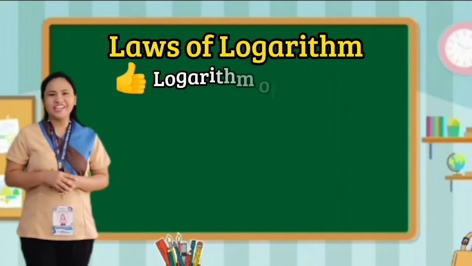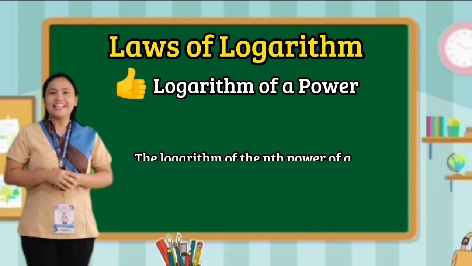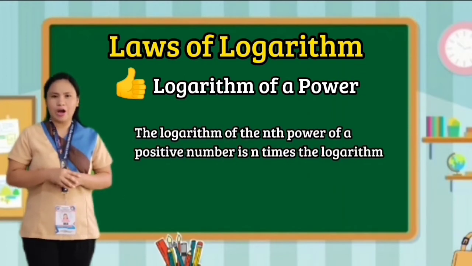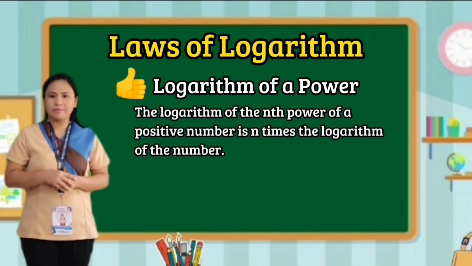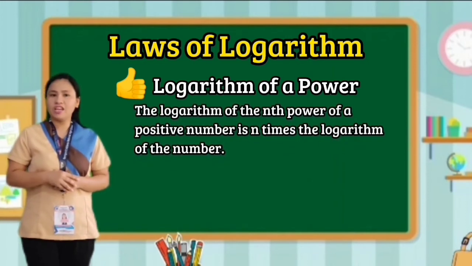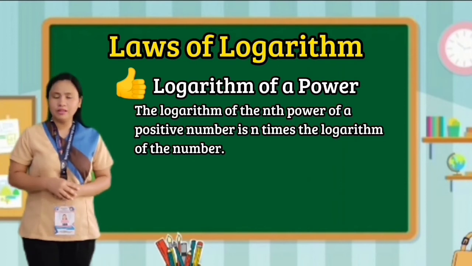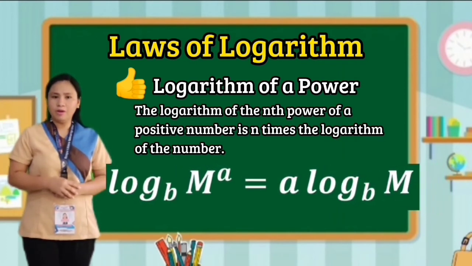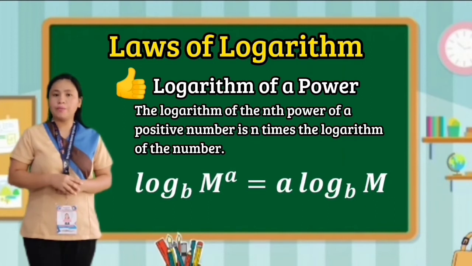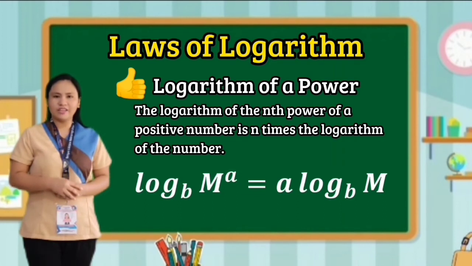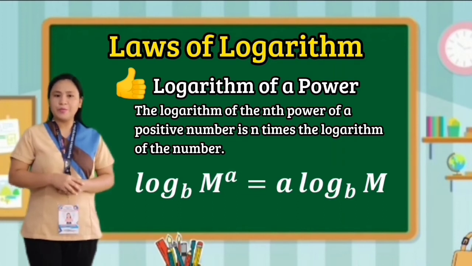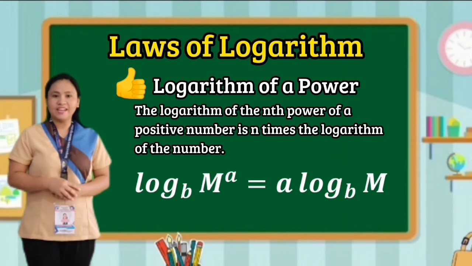Third, logarithm of a power. The logarithm of the nth power of a positive number is n times the logarithm of the number. In symbol, logarithm of m raised to a to the base b is equal to a logarithm of m to the base b. Let us apply the logarithm of a power in expanding each expression.